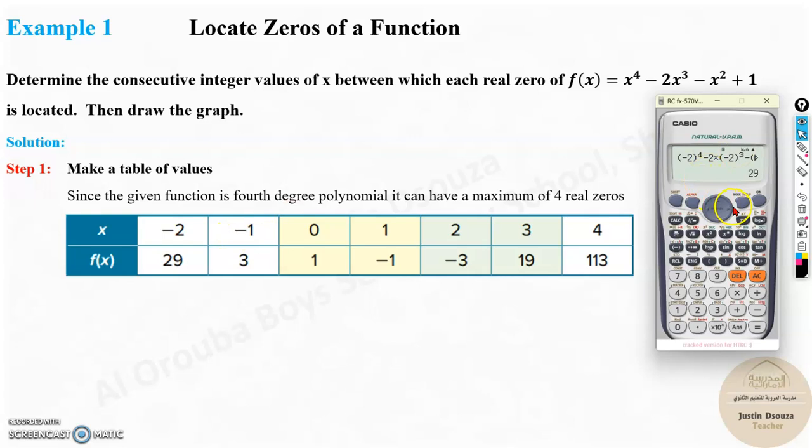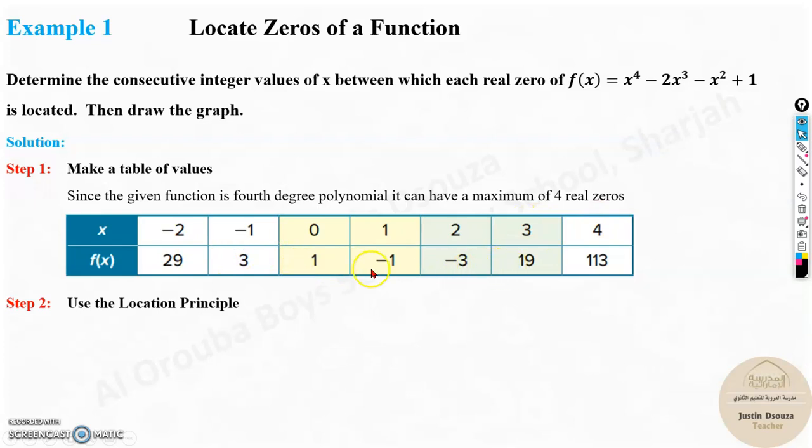Same way you need to change this value. Now, in your exam, just change it over here to 1 instead of minus 2. Let the brackets be there as they are. Just change this to 1. It is very easy. And now you can find the next answer, that's 3. Similarly, you can change it to 0, 1, 2, 3, 4, and you can find the answers.